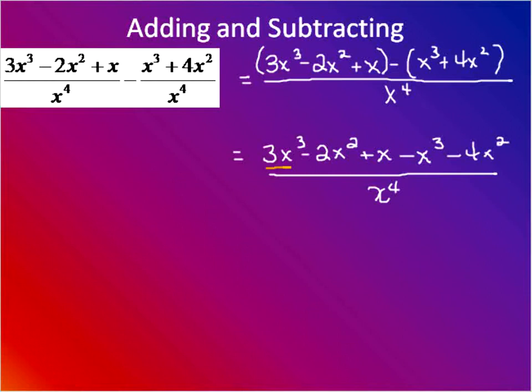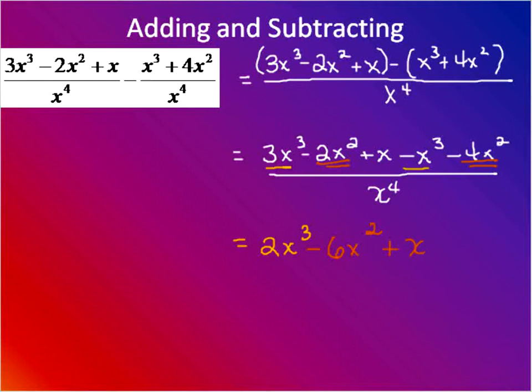So I'm combining the 3x cubed and the minus 1x cubed to give me a 2x cubed. And then the minus 2x squared and the minus 4x squared is a minus 6x squared. And then I have the plus x on the end.